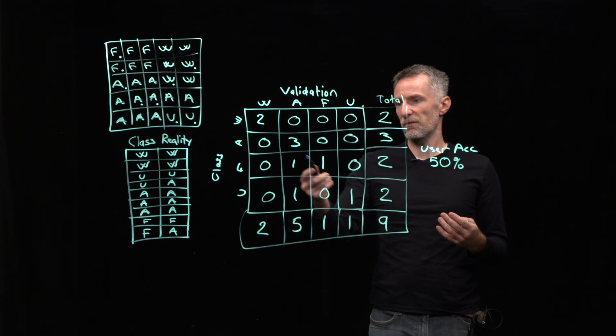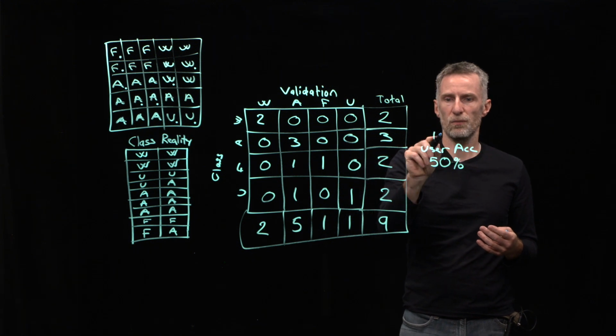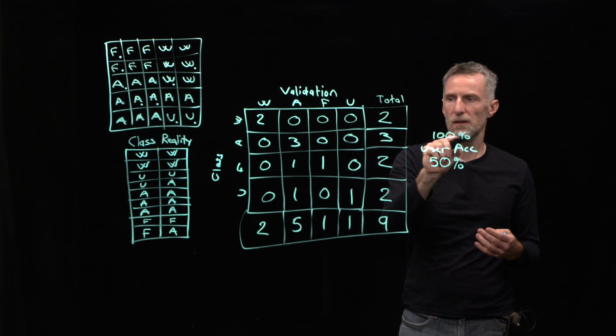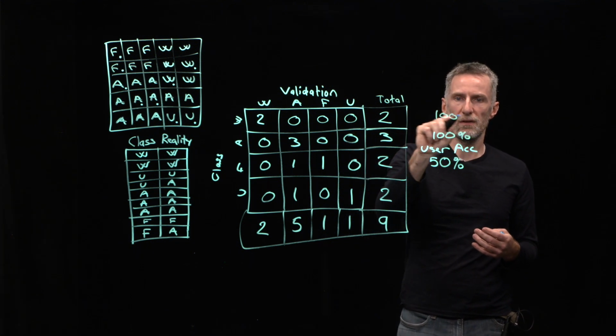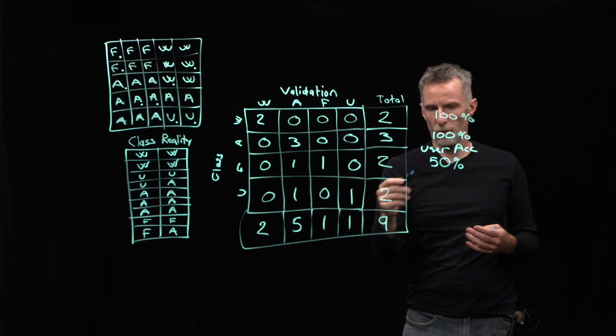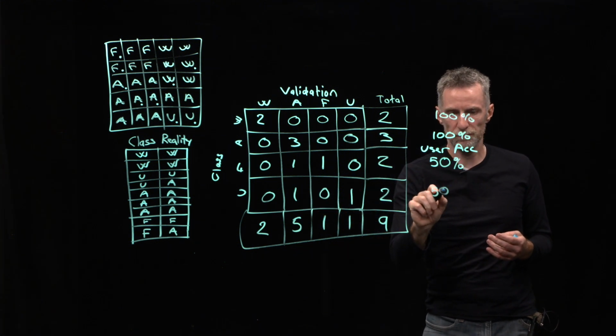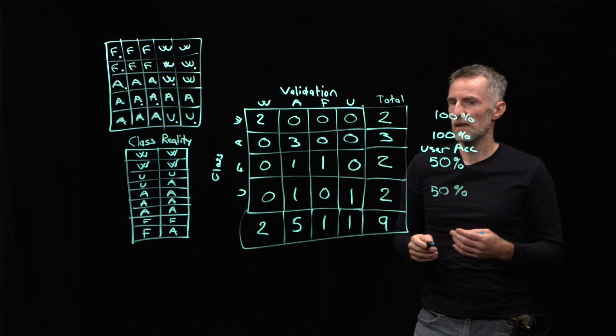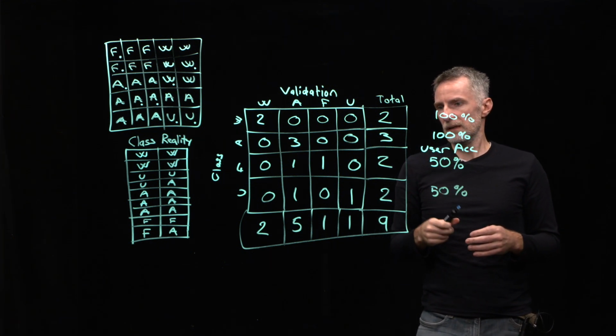I'm just as likely to end up in an agricultural field. We can do the same, obviously, for agriculture. We get 100%, so that's great. Water, 100%. And urban areas also only 50. So those are the user accuracies.